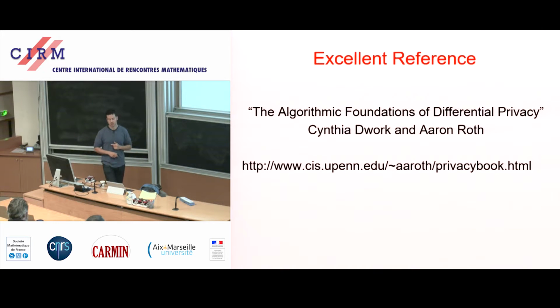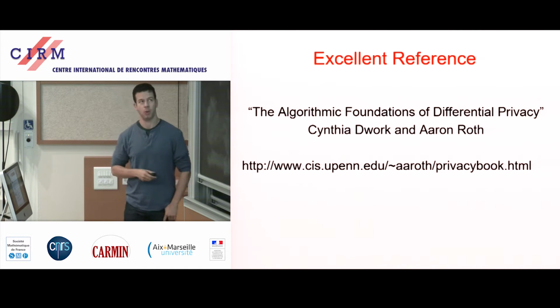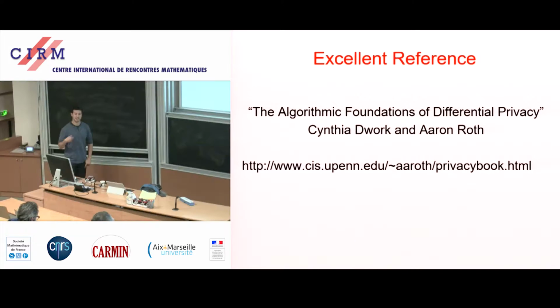Before picking up where we left off yesterday, I wanted to say that there's an excellent reference. If you're interested after these couple of lectures, if you want to learn more, or if you just want to find all the mistakes in what I've been saying, there's a book, The Algorithmic Foundations of Differential Privacy. The whole book is available for free online, so there's a PDF on Aaron's webpage, and I highly recommend it. It's a great book.